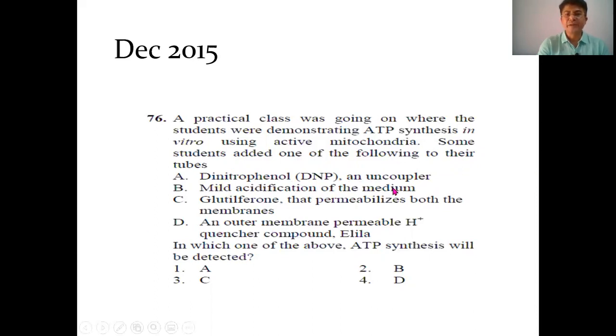Mild acidification of the medium can help in the ATP synthesis. Glutathione, which permeabilizes both the membranes, will cause the gradient of the proton to get disturbed. So the proton motive force will not be generated in this case. And an outer membrane permeable H plus quencher compound, if it is added, then proton motive force will get diminished. And so the correct option is B, where mild acidification of the medium will cause the ATP synthesis to occur. So the correct option is B, that is 2.